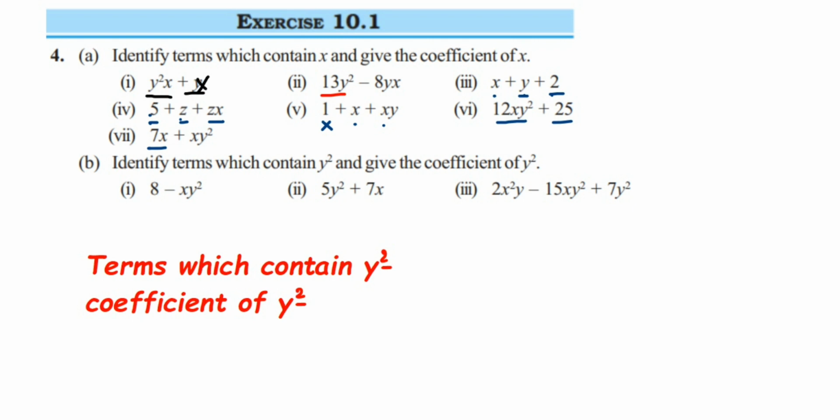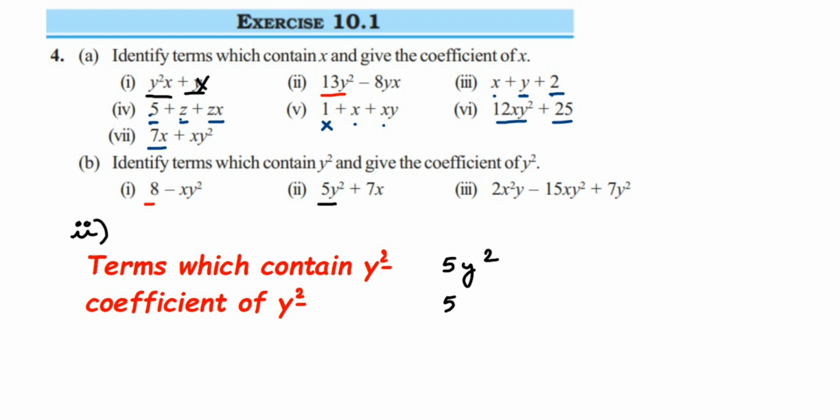The first question, we have 8 minus xy square. 8 is a constant, we're not going to consider that. So the term will become minus xy square. The coefficient of y square will be, apart from y square, you should take everything. So it is minus x. Take the minus sign also. The coefficient of y square is minus x here. Then the next one, the second question: 5y square plus 7x. We should not take x here. We take the first term which contains y square. So the term which contains y square is 5y square and its coefficient will be 5.